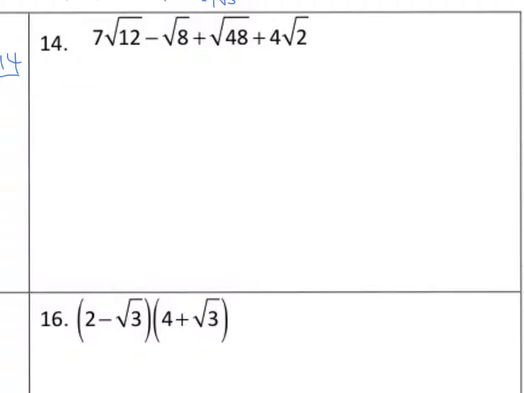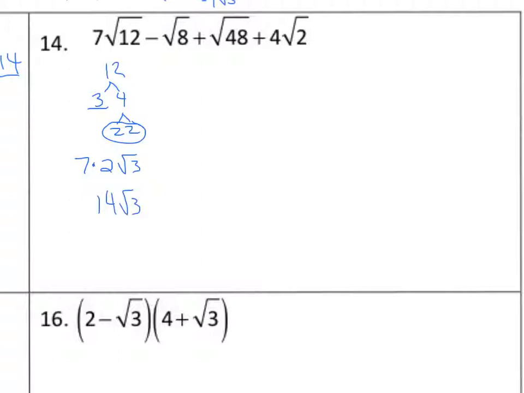In this next example, we have to simplify the radicals before we can combine them. So I need to do a factor tree for 12. 12 is 3 times 4, which is 2 times 2. I have a pair of 2's and a 3 that stays inside, so I get 2 radical 3. But I already had a 7 out front, so 7 times 2 radical 3, which makes 14 radical 3.